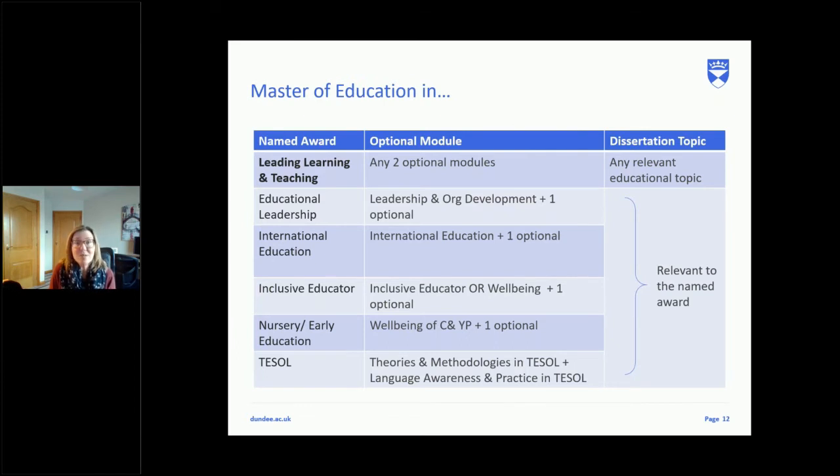Whereas the named awards not highlighted in bold do require you to undertake specific modules, and the dissertation must focus on an area relevant to that named award. So, for example, if you wish to obtain an MEd in Educational Leadership, then one of your optional modules must be Leadership and Organisational Development, with a free choice of a second optional, but then your dissertation must also focus on educational leadership.